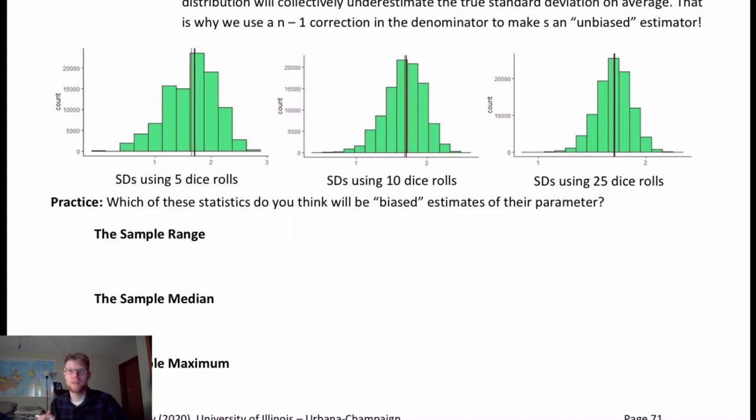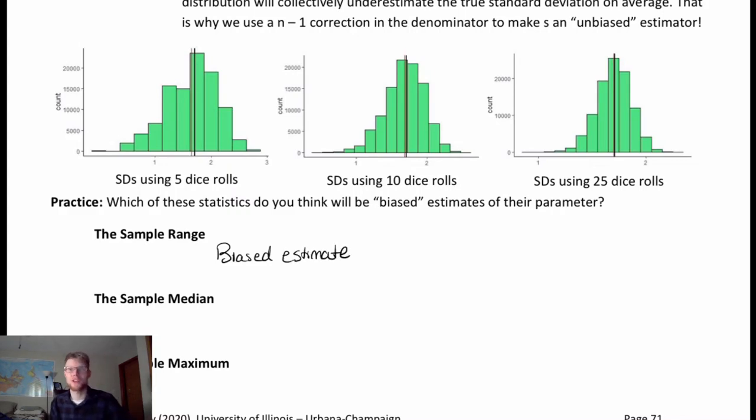So I'm going to see a lot of sample ranges of 1 and 2 and 3, and maybe once in a while I'll get a 5. So my distribution of possible sample ranges is going to underestimate the true population range of 5 pretty consistently. And the larger the sample size I take, the more often I'm going to see sample ranges around the true parameter of 5. So the sample range is going to be a biased estimate that's going to grow a little bit more accurate with larger samples.